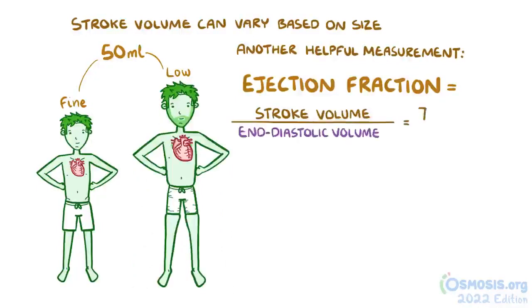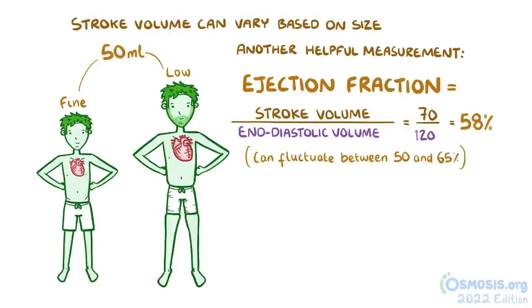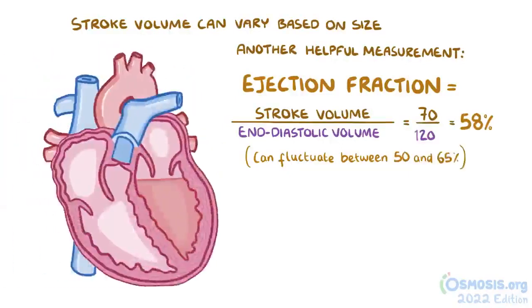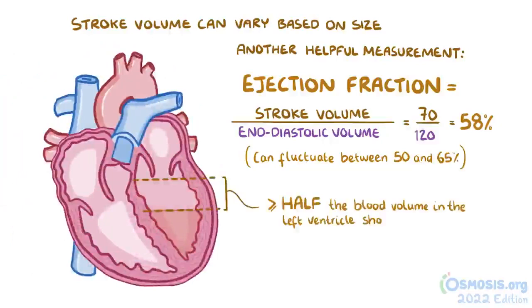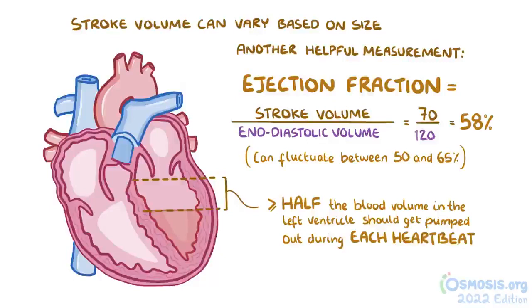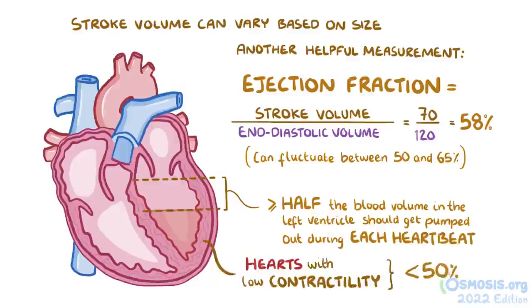In a normal individual, that's 70 divided by 120, or about 58%, but it can fluctuate between 50 and 65% and still be considered normal. In other words, at least half of the blood volume in the left ventricle should get pumped out during each heartbeat. In hearts that have a low contractility, or a low force of contraction, the ejection fraction can fall below 50%.